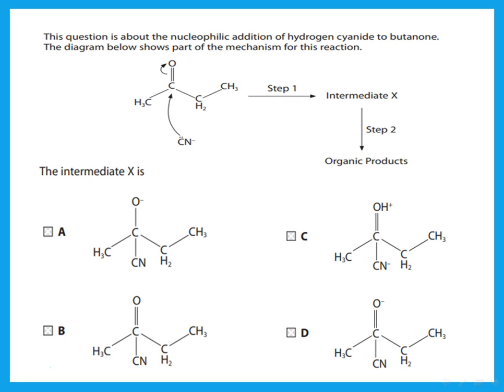This question is about nucleophilic addition of hydrogen cyanide to butanone. Now, he's saying that the cyanide attacks the carbon and the electrons go to the oxygen. That is correct. So what is the intermediate that is formed? Which one is correct? We said this one is correct, in which the cyanide attacks. So the O now has an O minus.